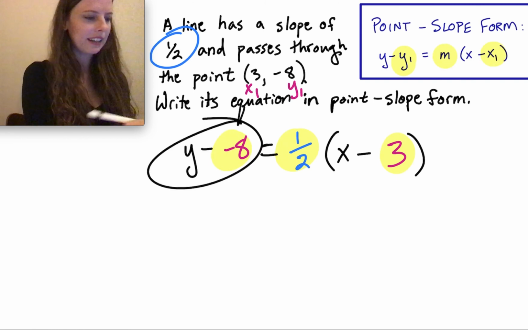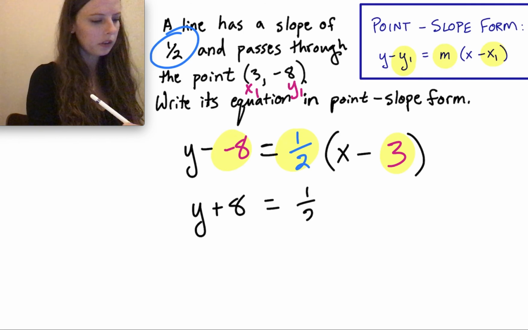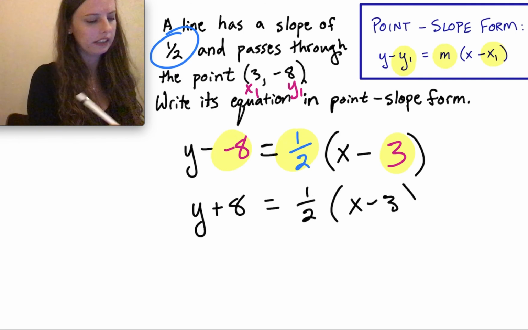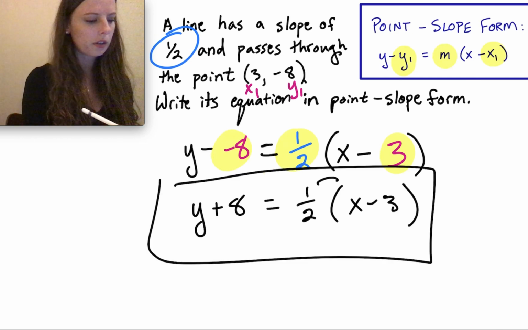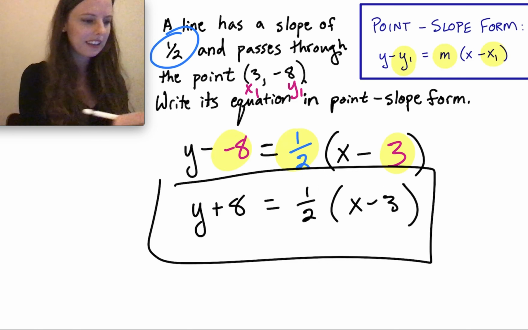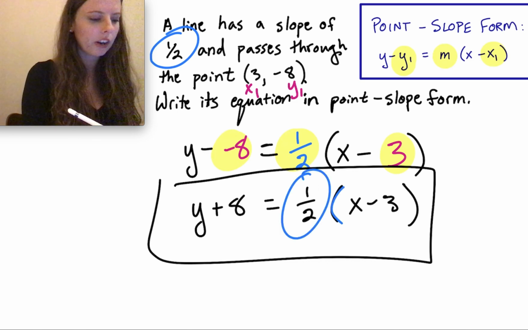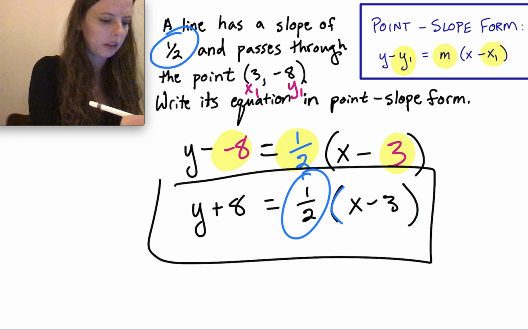This y minus -8 can be simplified to y plus 8 equals 1/2 times x minus 3. And this is our answer. Notice that we're not distributing this out. The form just always has that slope in front of a group of parentheses. So you don't want to distribute it, you want to just leave it the way it is.